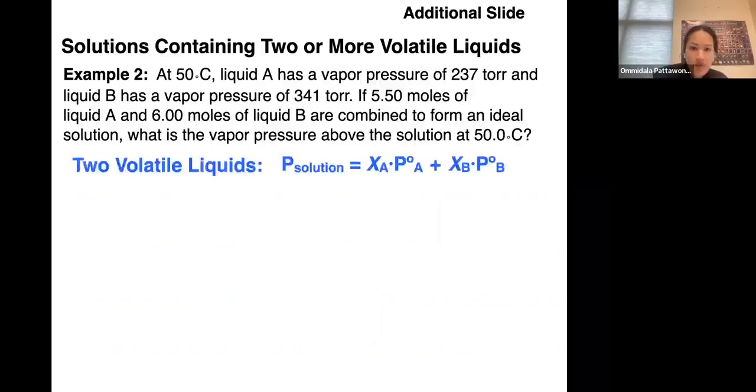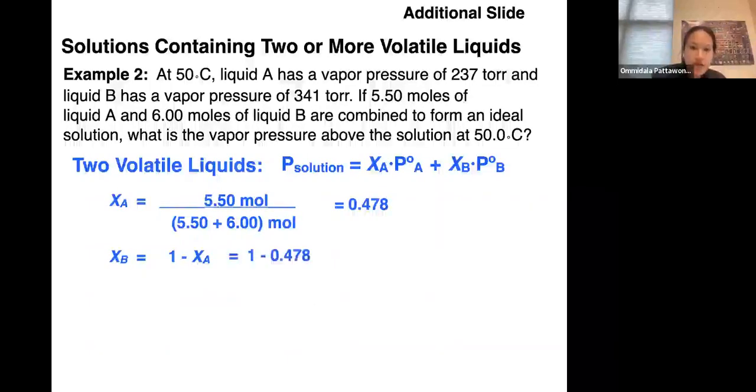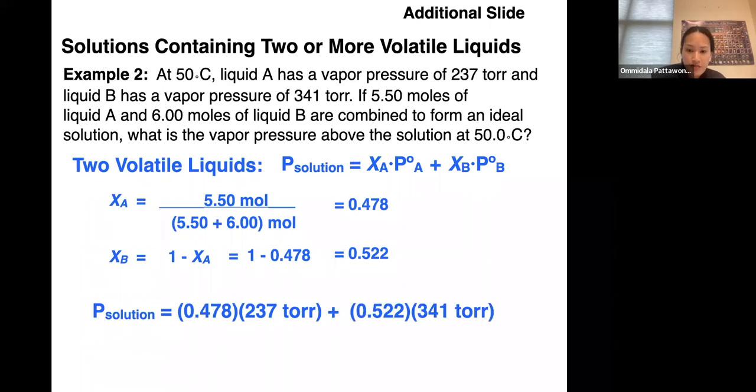In this case, you are going to end up with two volatile liquids again. So we have to find our mole fraction of A, and also our mole fraction of B. Then what you are going to do is multiply mole fraction of A by the pressure of A, and then add mole fraction of B multiplied by pressure of B. You're going to get 291 torr. Check your work again.